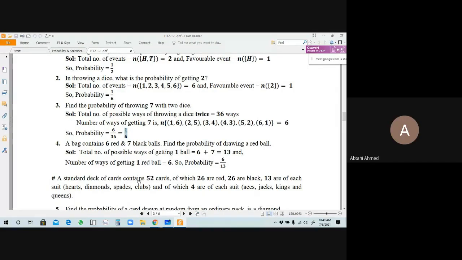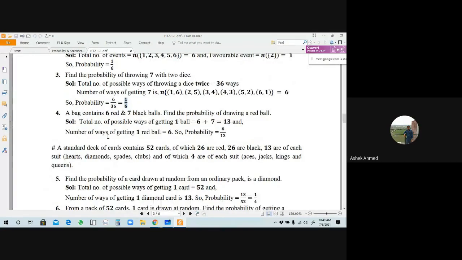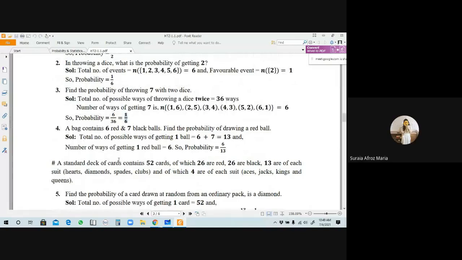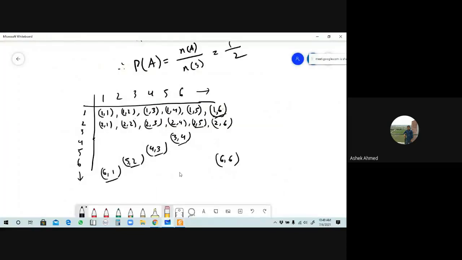Yes, sir. In the next problem, respond to me. Sir, do you need to draw the table? I have already drawn it, sir, here 2 columns. Okay, similarly you can complete this full table here.